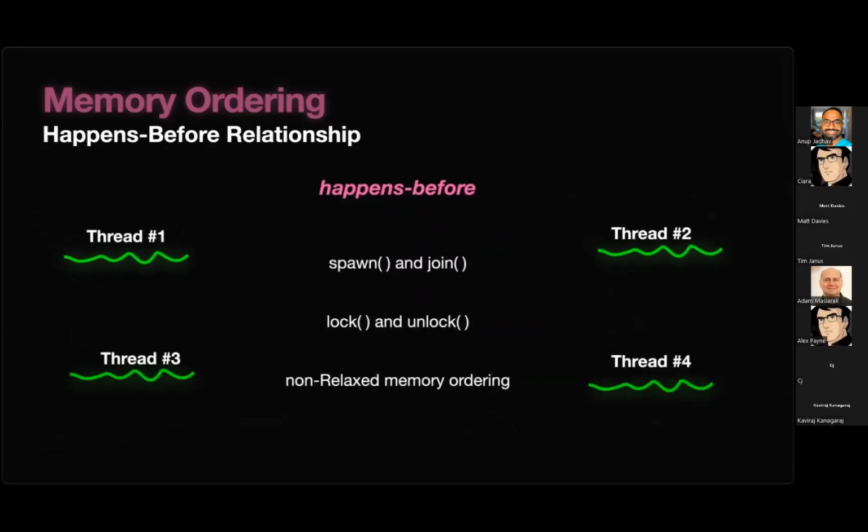Between threads, these happens-before relationships only show up in some special cases, like when you're spawning or joining a thread, or when you're locking and unlocking a mutex, or during atomic operations that don't use the relaxed memory ordering. Relaxed memory ordering is the most basic and also the most performant memory ordering that by itself never results in any cross-thread happens-before relationships.